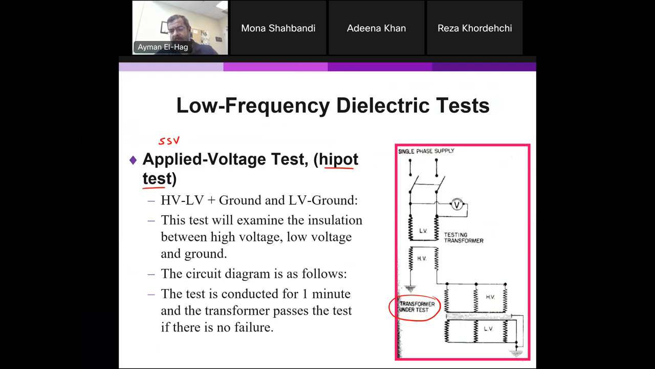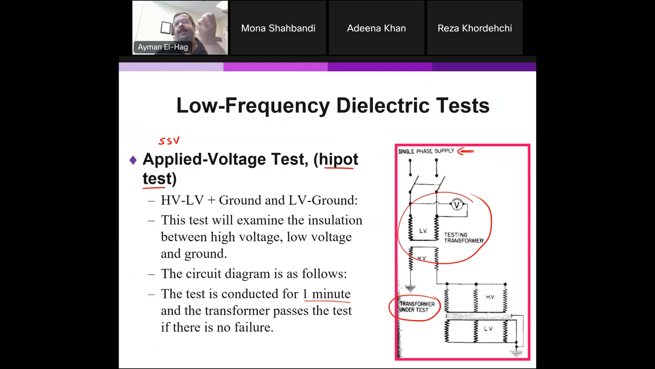For the transformer, the three short-circuited connections will be connected to the bushing or to the high voltage side of the testing transformer. This is my testing transformer. Okay. We have a switch here. I have a voltmeter to measure the low voltage, and then I know how much high voltage I'm applying. It's a single phase transformer. So we connect all the three phases together and apply the voltage. We apply the voltage for 1 minute, and then we wait. If there is no increase in the current, or if there is no collapse in the voltage, it means that the transformer passed the test.